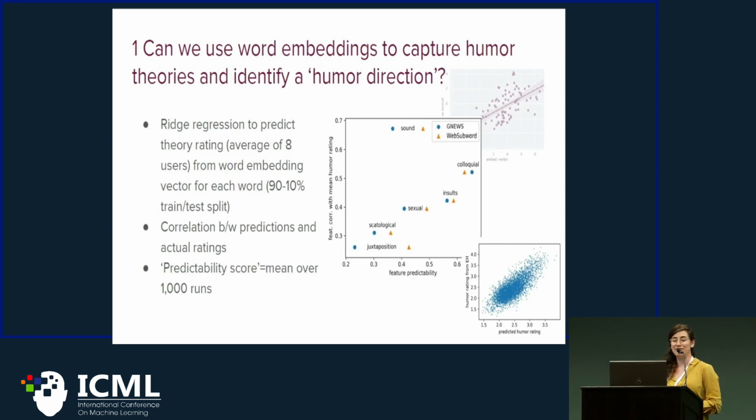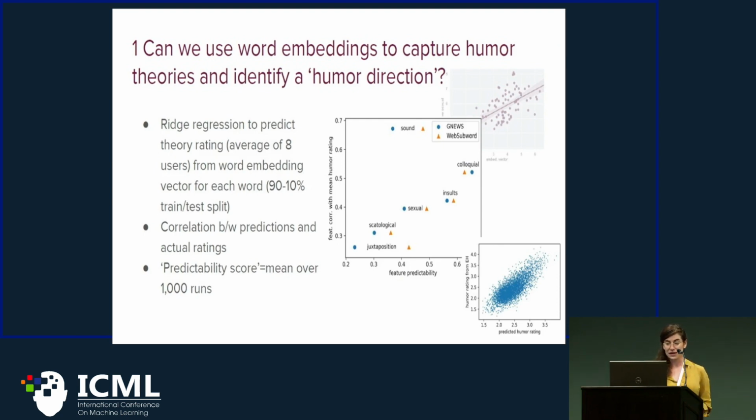That's why we're here. First of all, we can use word embeddings to capture humor theories and identify humor direction, basically by fitting a simple ridge regression, so a linear relationship. We can identify, as you see down there below, a humor direction in the data set that correlates with humor ratings. We also set out, as we said, to look for the 6 features in the word embeddings, and we can indeed predict them with a reasonable amount of success. And all the features that we identified were also positively correlated with humor ratings, as you see here. Come to the poster if you want to hear more about the details of the analysis.